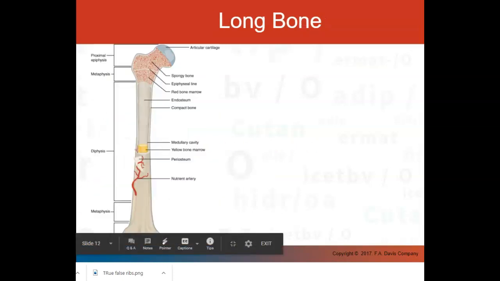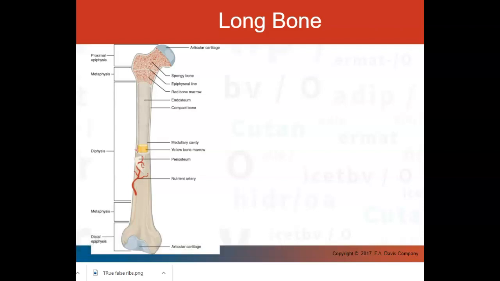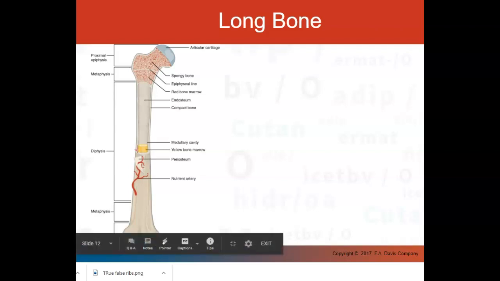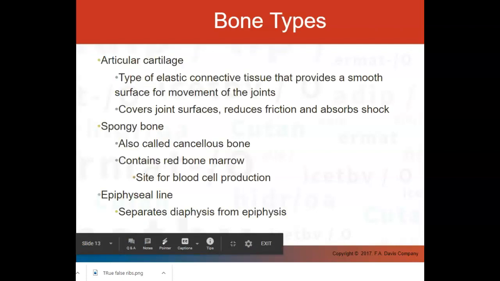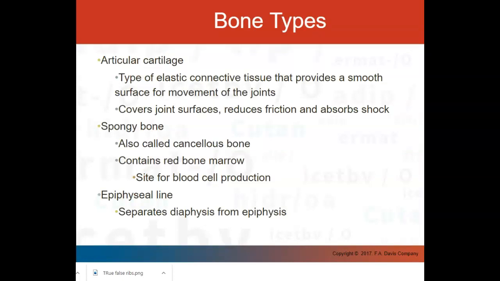There is just a picture of a long bone, proximal epiphysis on top, diaphysis in the middle. You got cartilage, you got your yellow bone marrow in there, your periosteum, endosteum. Okay, bone types. Articular cartilage is a type of elastic connective tissue that provides a smooth surface for movement of the joints, covers joint surfaces, reduces friction, and absorbs shock.